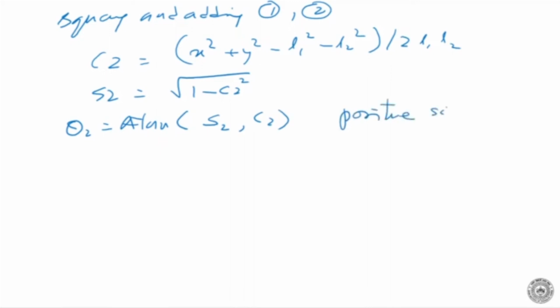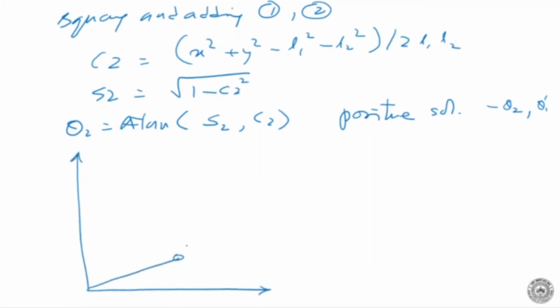Once you get the positive solution, what is the other solution? It will be minus theta 2 as the other solution, and then you have to find theta 1 dashed. That we found geometrically by using geometry, and you can also find it by using the algebraic method, but this is an easier method. Geometrical methods are easier.